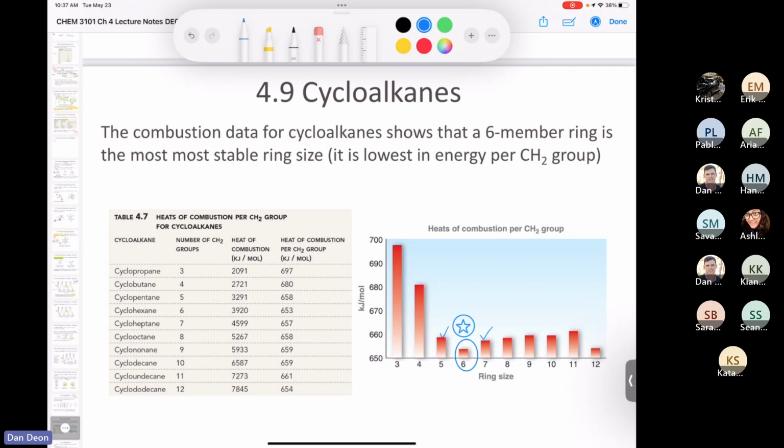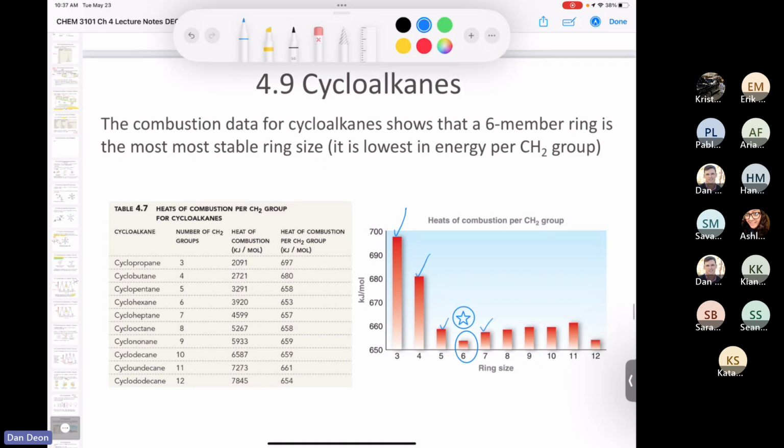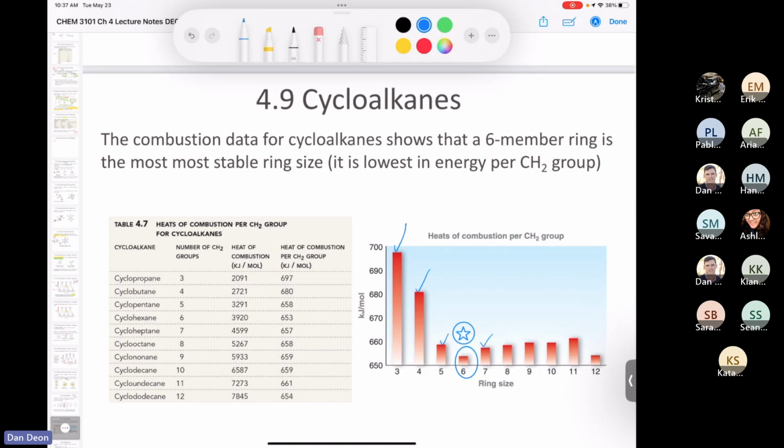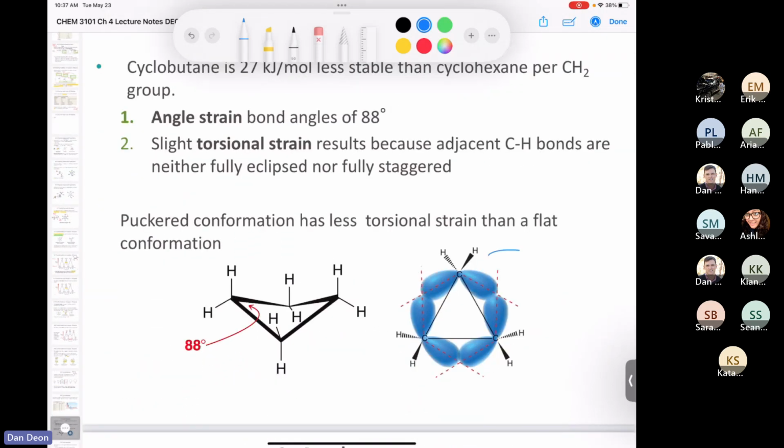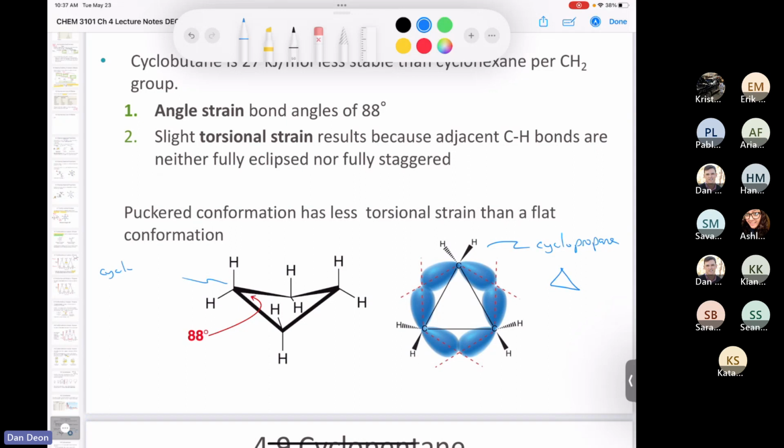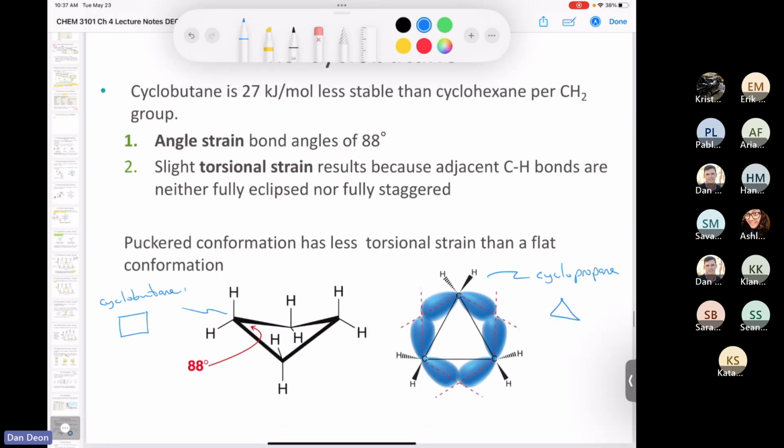But where we're going to start is by talking about cyclopropane and cyclobutane and why they are so high in energy, why they have such a large heat of combustion per methylene group. So this is cyclopropane right here, and over here we have cyclobutane, which is this compound. Okay, so why are both of these having such high heats of combustion per methylene group? It's because they're highly strained. They're just very highly strained.